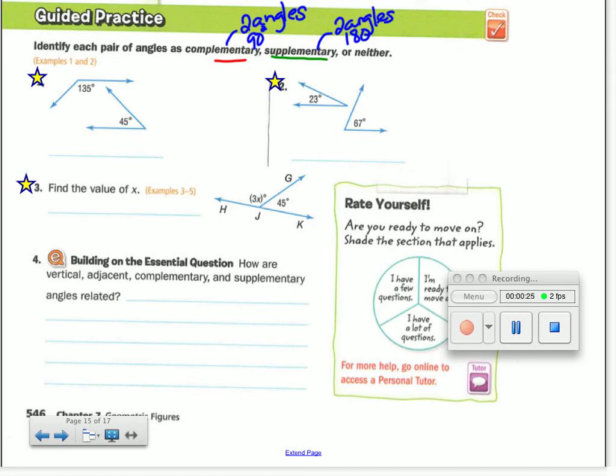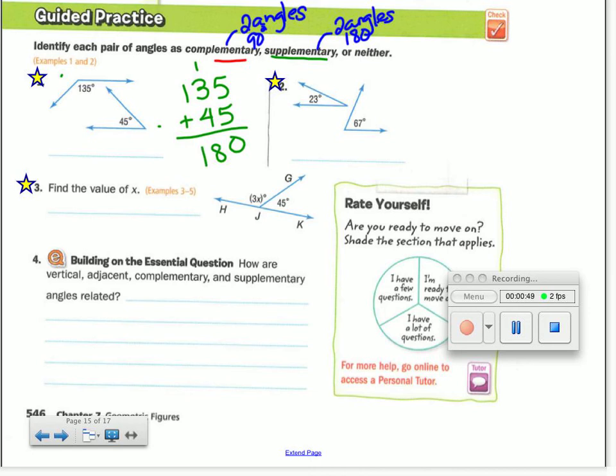So even though we can't visually see these two angles, this angle and this angle together, we know we can add the two angles, and if it equals 90, it would be complementary. If it equals 180, it would be supplementary, and if it equals something different, it would be neither. So what I would go ahead and do is take 135 plus the 45.